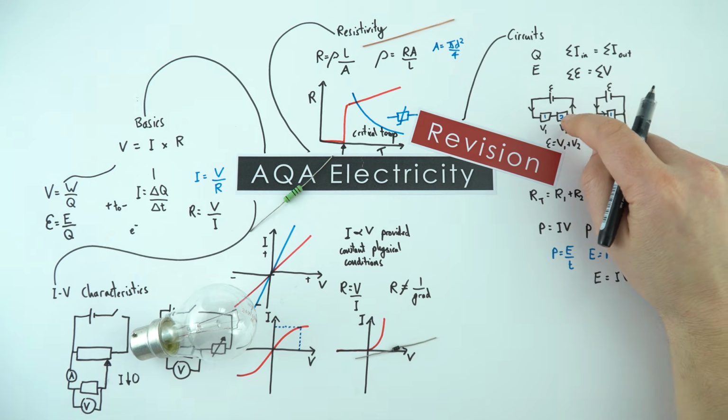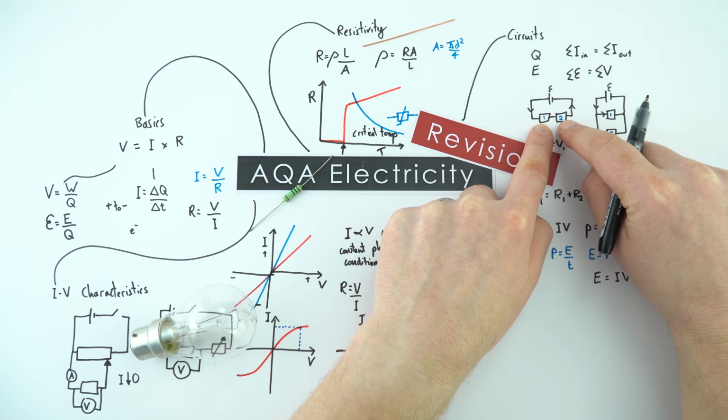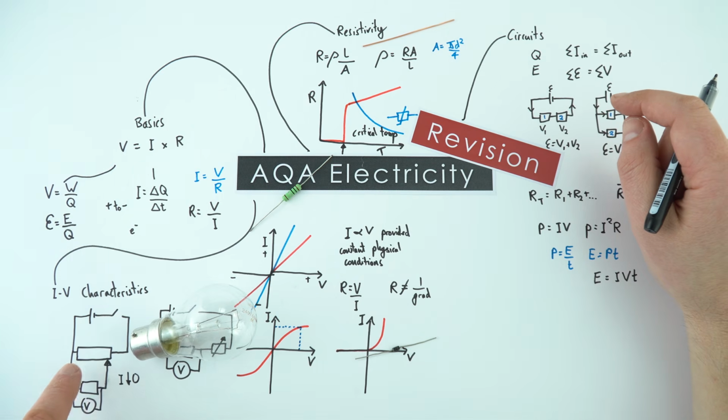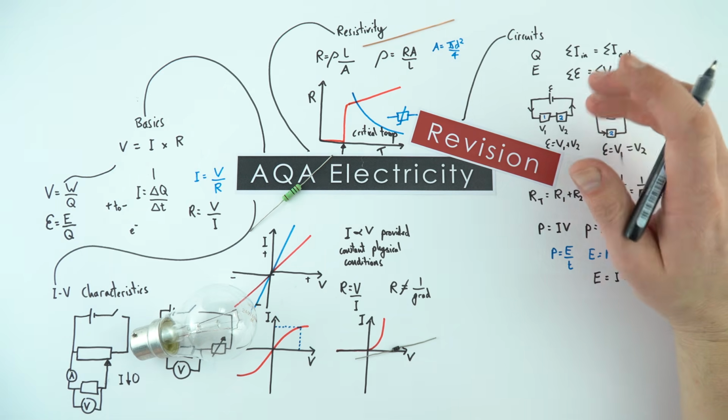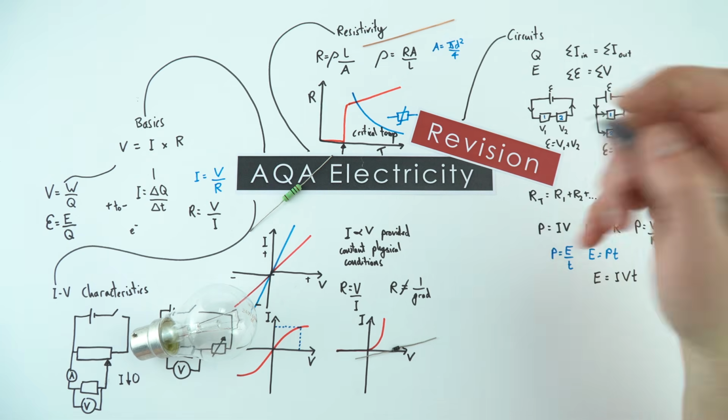Now we've got a couple of examples of potential divider circuits. This one here divides that potential difference between the two resistors. This one over here also divides that potential difference. And this is kind of an important category of circuits. So what we're going to look at now are potential dividers.